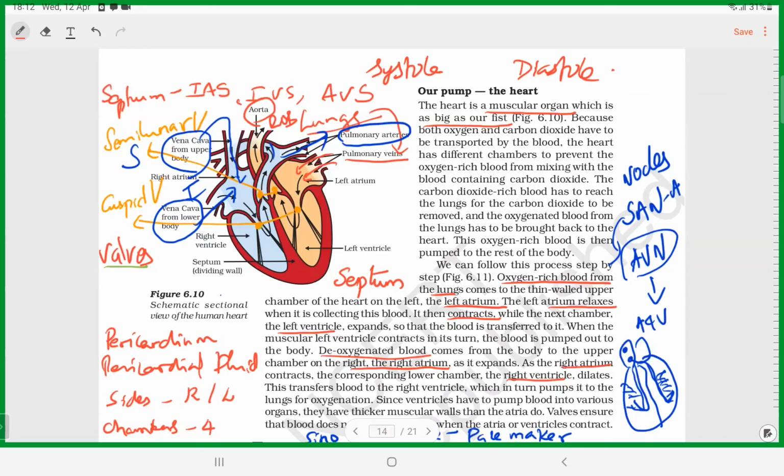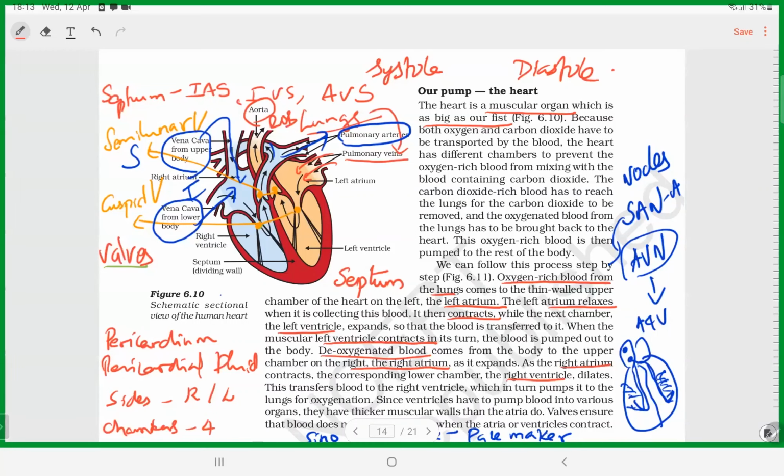Now, what is the next process? Ventricle should contract, right? So, ventricle contraction should occur. But before that, what should happen? Before the ventricle contracts, cuspid valves must be closed. Okay? What valve must be closed? Cuspid valves must be closed. Then only the ventricle contracts. Okay? Ventricle contracts.